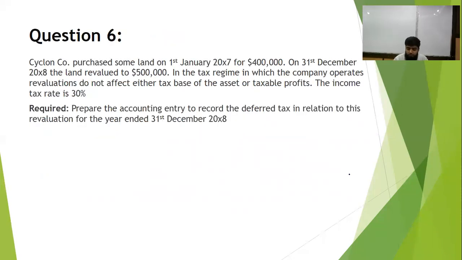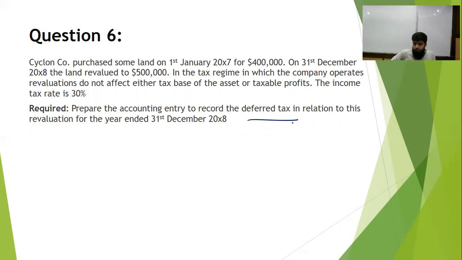So now what will be the adjustment for this one? Let's practice this question, and then we will discuss the implementation. Cyclone Company purchased some land on 1st January 2007 for $400,000. On 31st December 2008, that is after 2 years, the land was revalued to 500,000. In the tax regime in which the company operates, revaluation does not affect either the tax base or the taxable profit. It means the tax department will not consider this revaluation. The income tax rate is 30%. Prepare the accounting entry and record the deferred tax in relation to the revaluation.